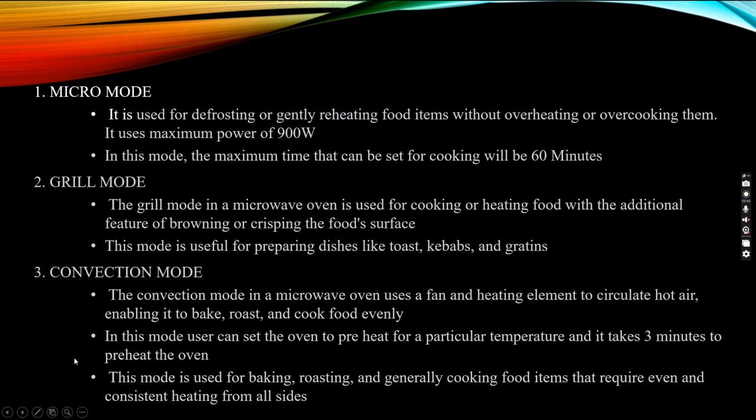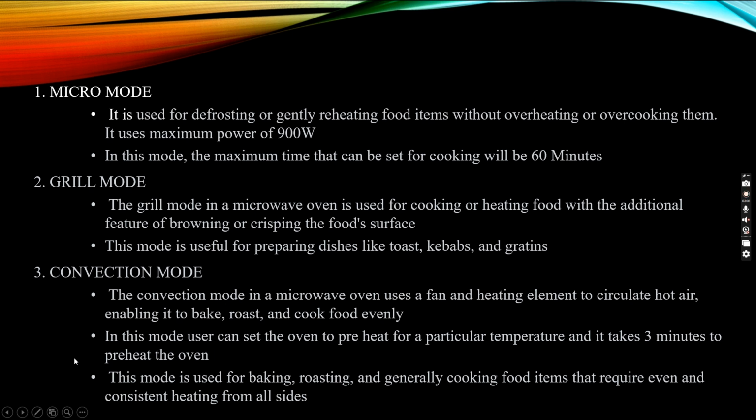Next, we'll see what is grill mode in a microwave oven. The grill mode in a microwave oven is used for cooking or heating food with the additional feature of browning or crisping the food surface. This mode is useful for preparing dishes like toast, kebabs, and grains.